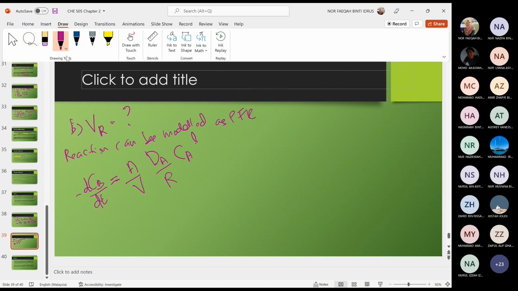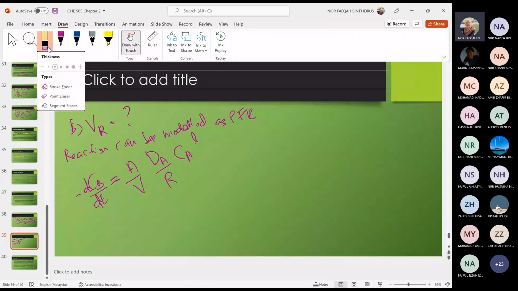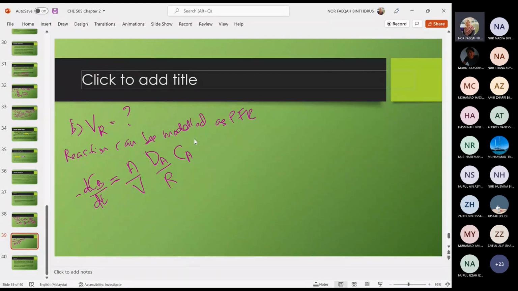Pemadam. Tak ada pula pemadam ni apa? Eraser ke ni? Okay.